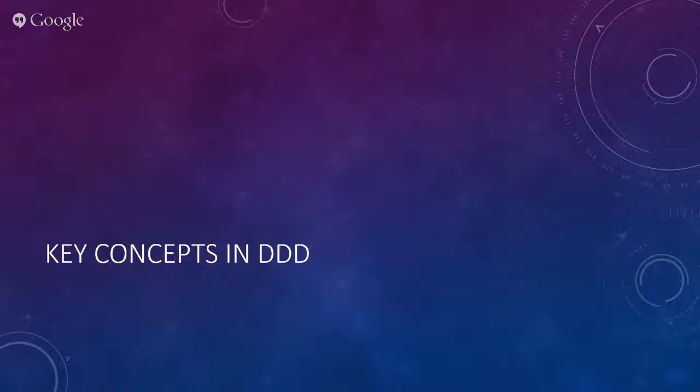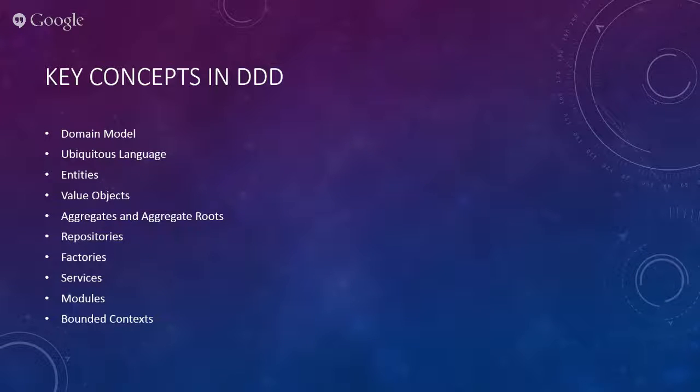So let's go through the key concepts in DDD pretty quickly. There are more than this, but these are the top level ones that I think are probably the most important. And these are they: domain model, ubiquitous language, entities and value objects, aggregates and aggregate roots, repositories, factories, services, modules, and bounded contexts. And some of those will sound familiar and some of those won't.